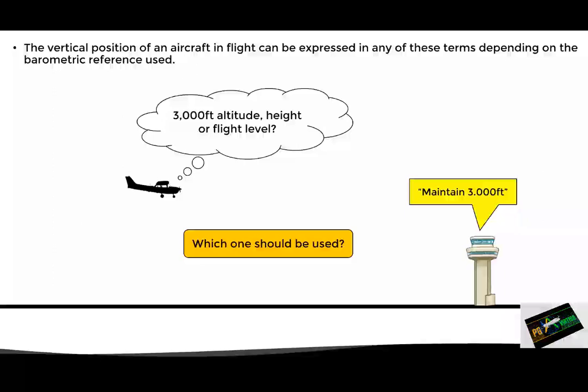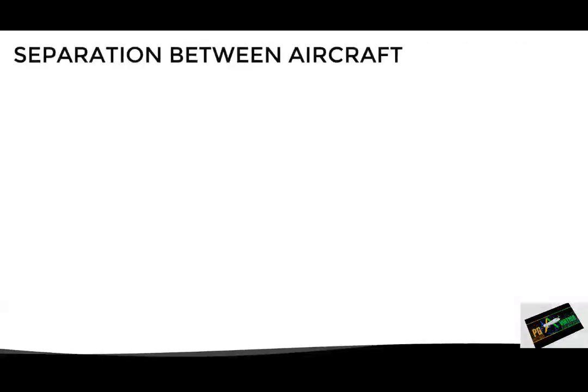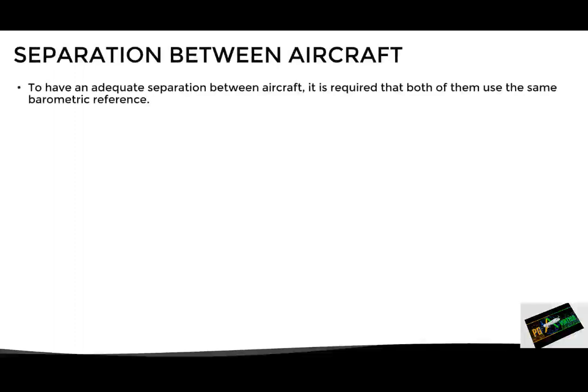First of all, we must say that the main objectives of these procedures are to ensure an adequate vertical separation from terrain and other aircraft in flight. So let's first look at the separation between aircraft. In this case, in order to have an adequate separation between aircraft, it is required that both of them use the same barometric reference. Let's see an example.